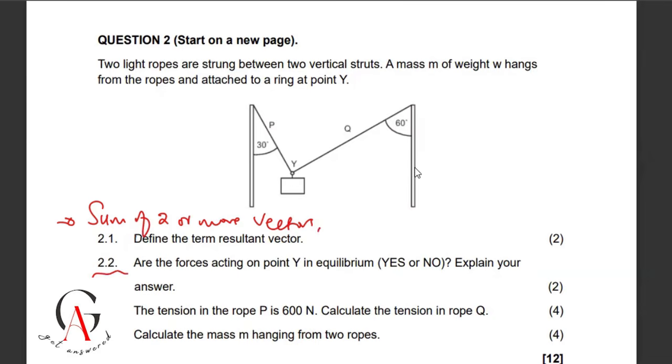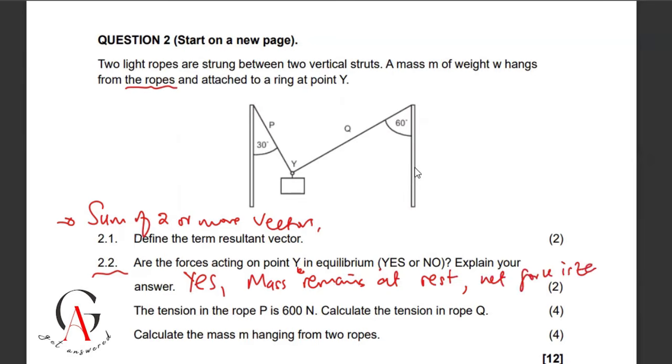Then 2.2, are the forces acting on Y in equilibrium? Okay, yes or no? Two ropes are strung, a mass of weight W hangs. Okay, the question is, it hangs, it's not moving away, so meaning that it is in equilibrium. The answer is yes. Okay, and then we're going to say that the mass remains at rest. Okay, it remains at rest. And if it's remaining at rest, it simply means that the net force is 0.